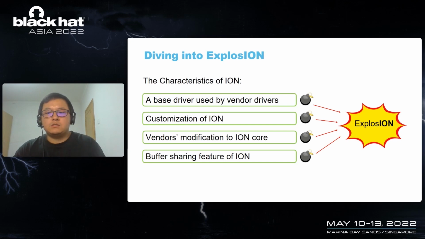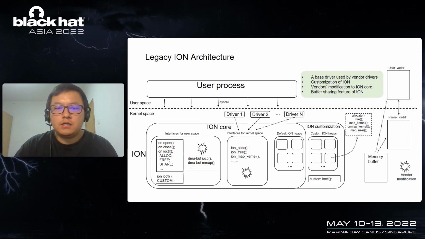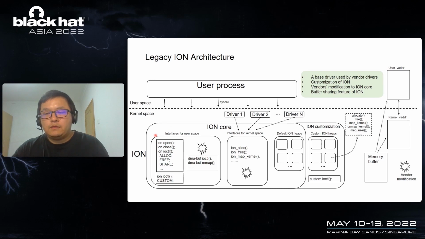So in the following sections, I will discuss these 4 characteristics of ion and talk about how we found vulnerabilities in each of them. Some typical vulnerabilities will be detailed too. Here is the architecture of legacy ion. As you can see, the ion driver is here. And there are many interfaces for user space, and the user process can call these interfaces through syscalls like ioctl.